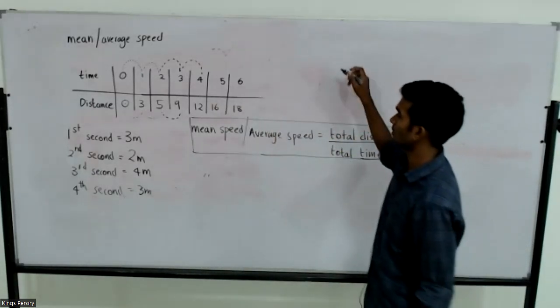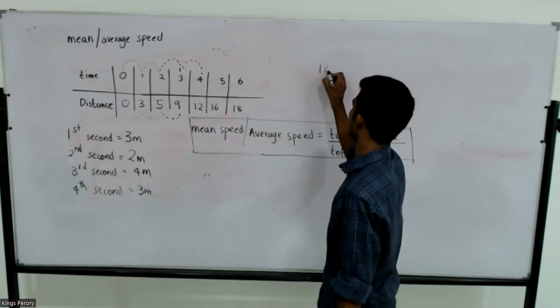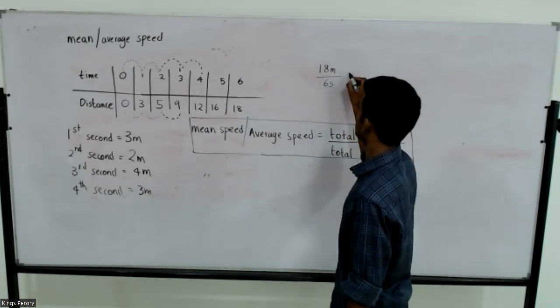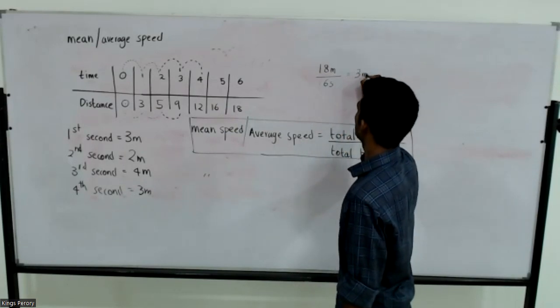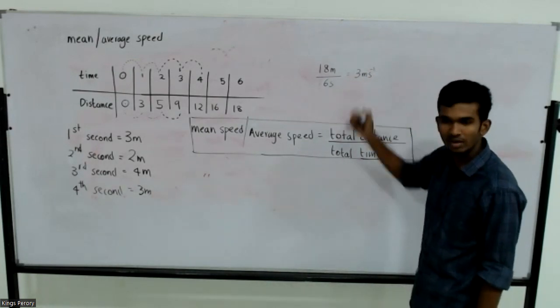Tell me the average speed here. What's the total distance? 18 meters. What's the total time? 6 seconds. What's the average speed? 3 meters per second. That means every second he has traveled 3 meters. That is what average speed means.